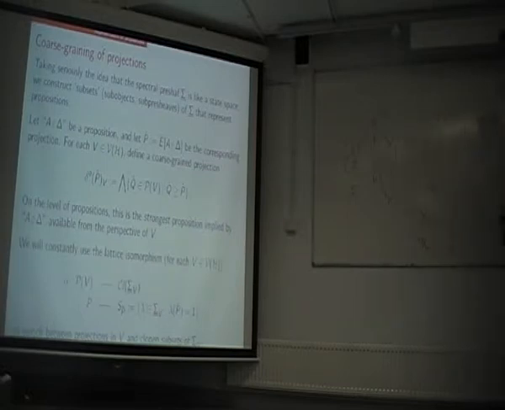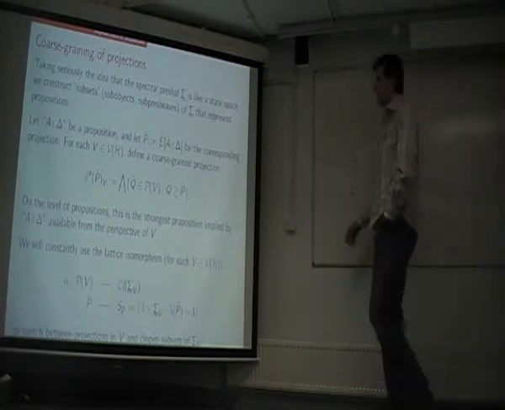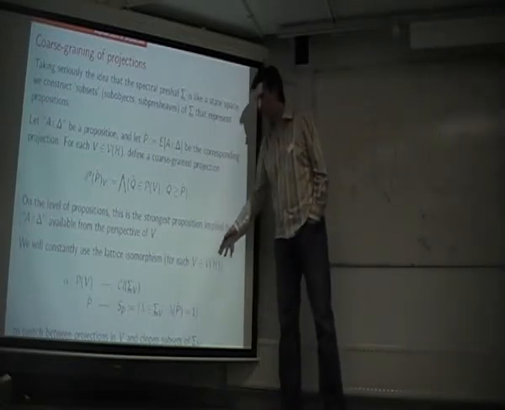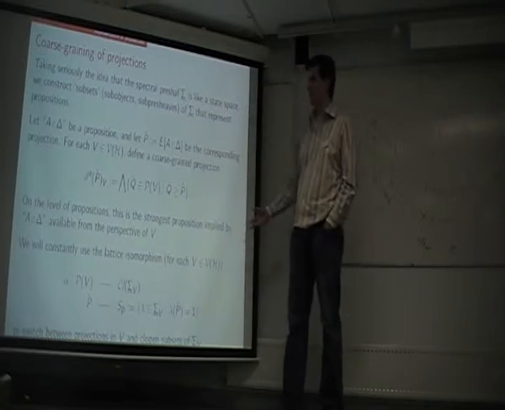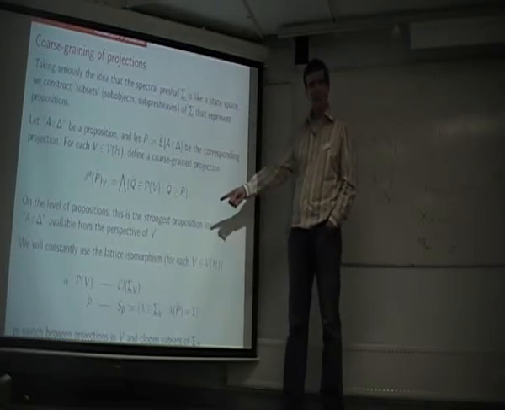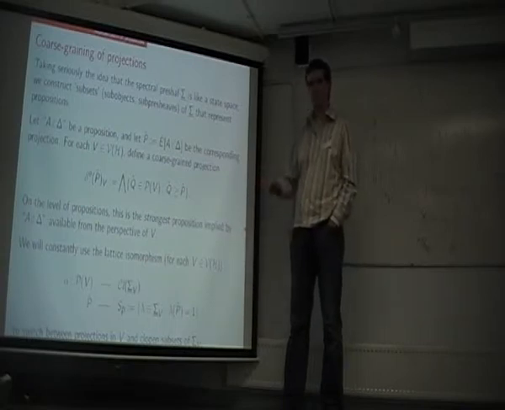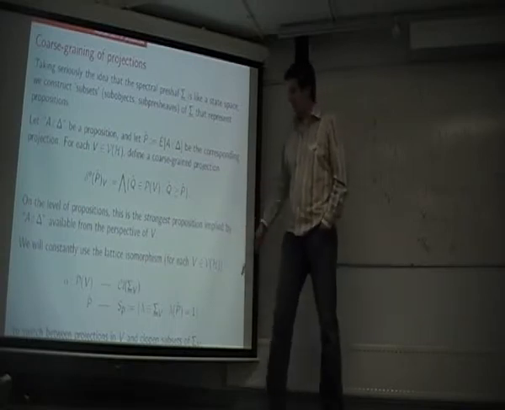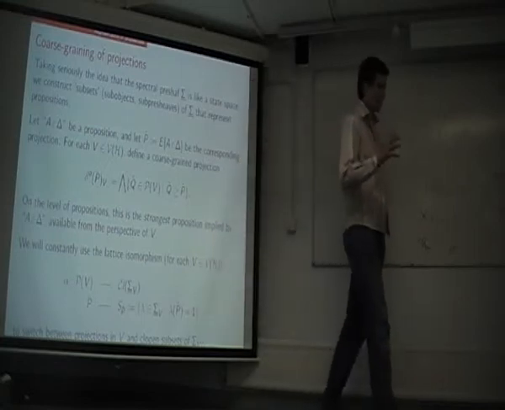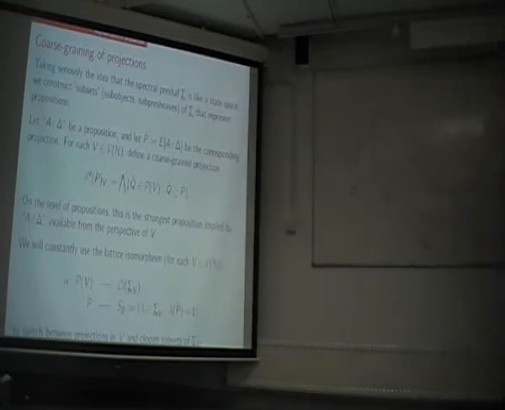Then there's one piece of structure we'll use all the while. We're talking about projections at this moment. But in each abelian von Neumann algebra, I have a lattice isomorphism between projections in V and the clopen subsets of the Gelfand spectrum, so closed and open. This is something that I will use constantly to switch between projections in V and clopen subsets of the Gelfand spectrum.